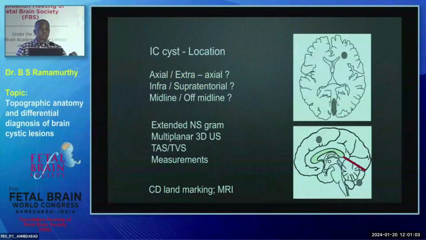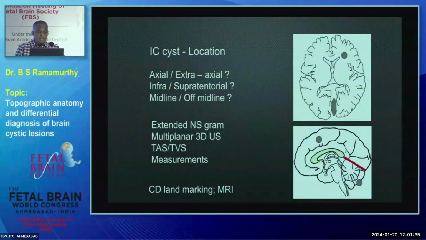Now let's come to this issue of intracranial cyst and location. There are three questions as far as location goes that we need to answer. One, is it intraaxial or extraaxial? Intraaxial means intraneural, inside the nervous tissue, while extraaxial means outside of the nervous tissue. Is it supratentorial or infratentorial? Is it midline or off midline? Every cyst will answer these questions and quickly tell us where we are and what the possible differential and diagnosis is.